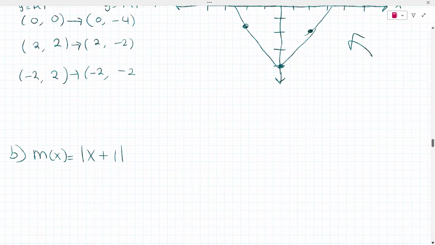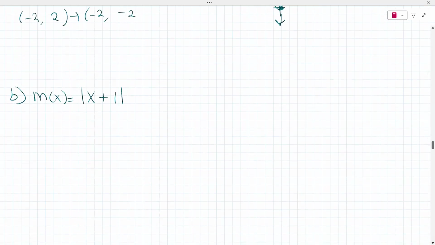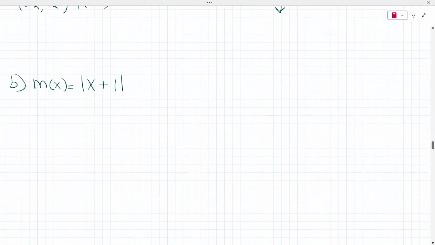Okay, let's look at B. m of x equals absolute value of x plus 1. So what's really happening? I believe there's only one thing that's happening. The x plus 1 represents a horizontal shift of 1 unit to the left. Okay, so recall a horizontal shift is always the opposite sign, even though this is a plus, it really means shifting it 1 unit to the left.